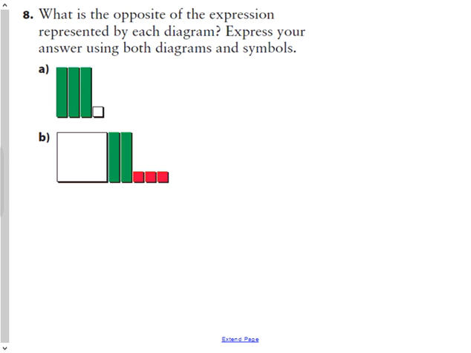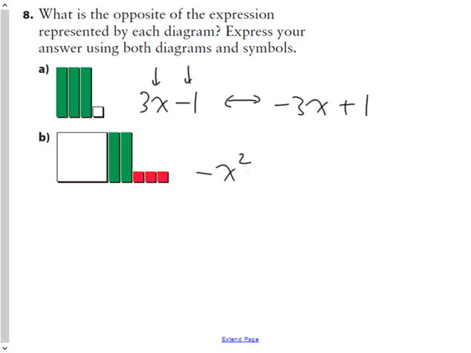Question 8 says, what is the opposite of each expression represented by the diagram? So the first thing I need to do is know that this is 3x minus 1. And if we're asking for the opposite, what we need to do is say that each of these terms has to be the opposite. The opposite of 3x will be -3x, and the opposite of -1 will be +1.